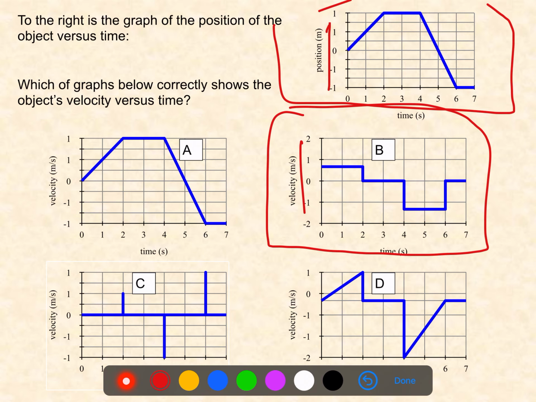And we could even create an acceleration versus time graph. If I plotted the acceleration as a function of time of this motion, what would it look like? Well, there's no acceleration, we decided, throughout the entire motion. So my acceleration would just be a straight line, like so.